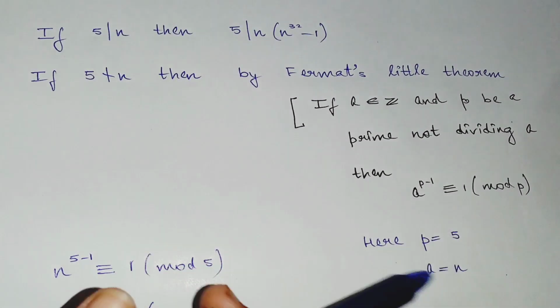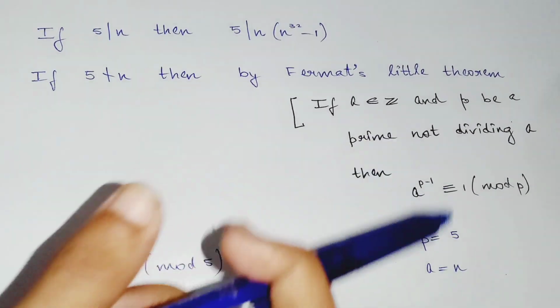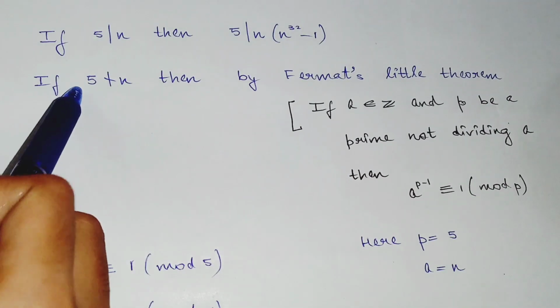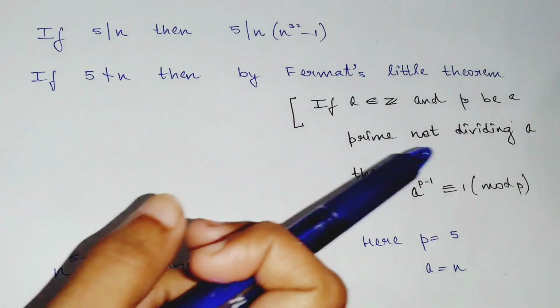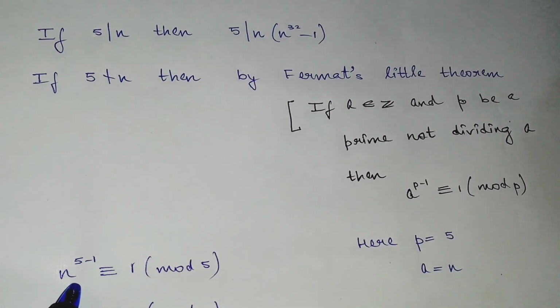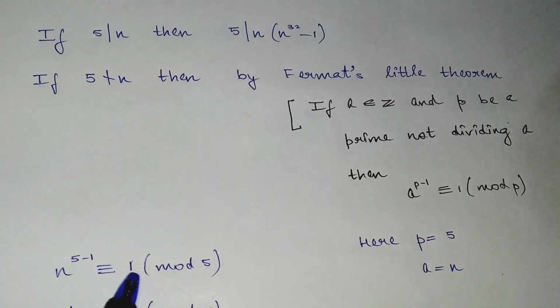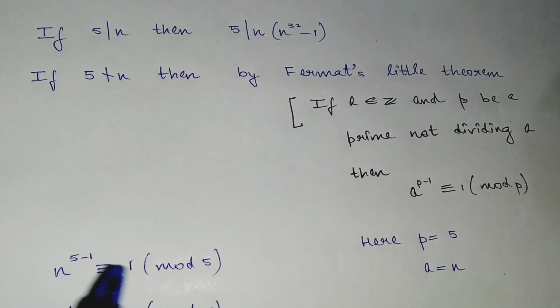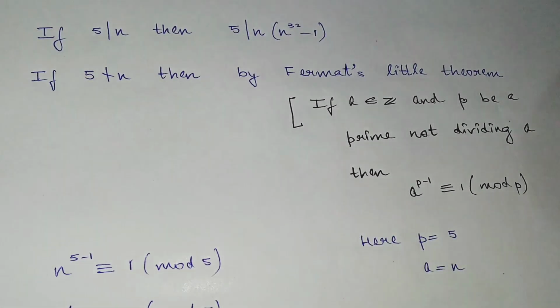Here p is equal to 5 and a is equal to n. 5 is a prime number not dividing n, so we can apply this. So a raised to p minus 1 becomes n raised to 5 minus 1, congruent to 1 mod 5.